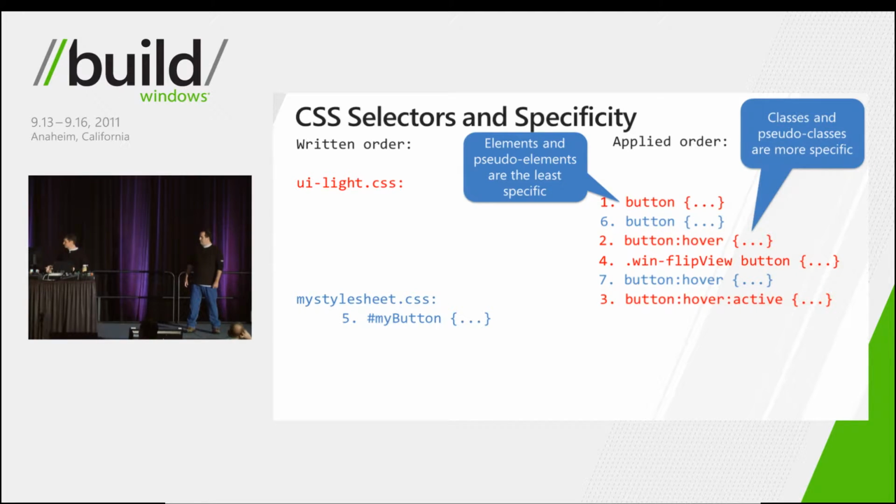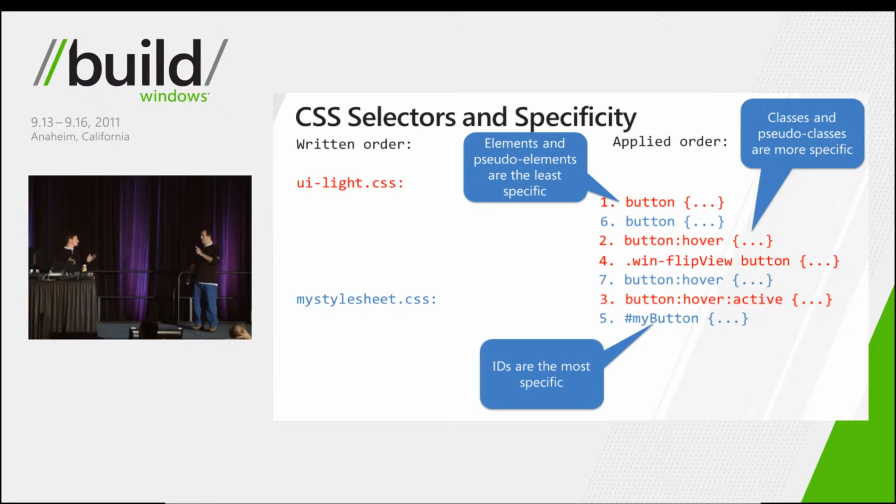Okay. And then lastly, we're left with one rule with an ID selector. Sure. This is the most specific, and so it comes last, because it's only pointing at one element. That's exactly right.